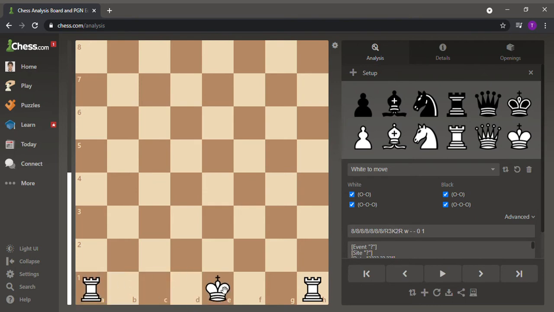So the king goes 2 squares to the right side and the rook on the right comes over it on the left side. This is a special move for the king, not for the rook. So it will go 2 squares and the rook will jump over it. And for the rook on the left side, the king will again go 2 squares, but the rook will this time go 3 squares, 1, 2 and 3, over the king. But there are certain rules for this, and let me explain those rules.